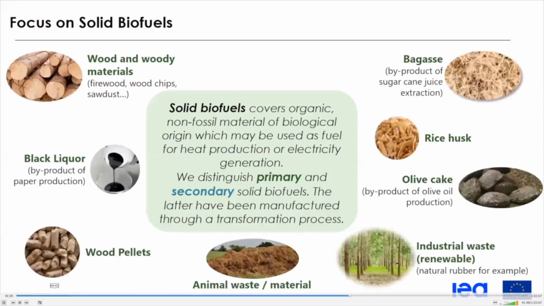So you would have bagasse, which is a byproduct of the sugar industry, and the same for other agronomic industries. You could have rice husk, olive cake, industrial wastes in a renewable form, for example, natural rubbers. You have then wood pellets and animal waste, black liquor that is a byproduct of paper industries, and of course, wood and woody materials, so firewood, wood chips, sawdust, etc. And finally, one element in which we will dive a little bit deeper, charcoal, which is a product produced from wood products at the origin.